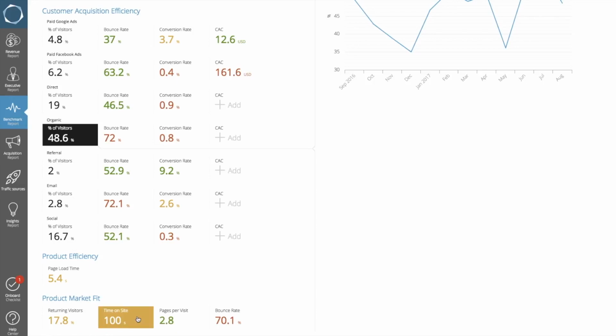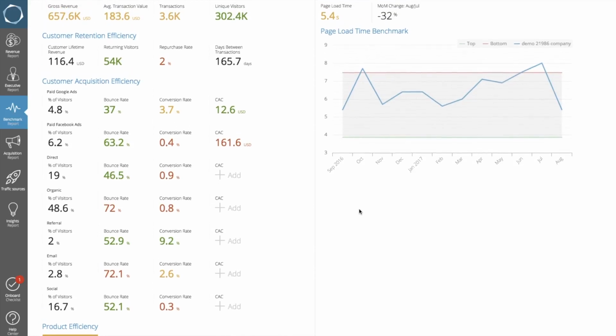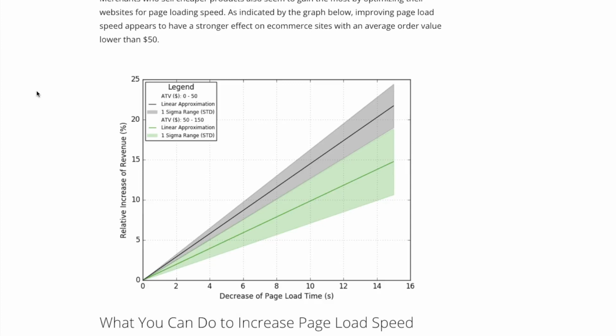Down at the bottom, we can also see, for example, page load time. And here, you can access the graph, and we've actually done a lot of research on page load time, and what we found is that for every 1 second you decrease in page load time, you can increase revenue by 2%.